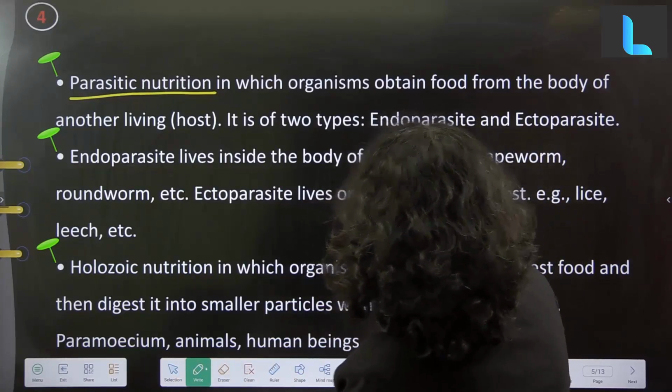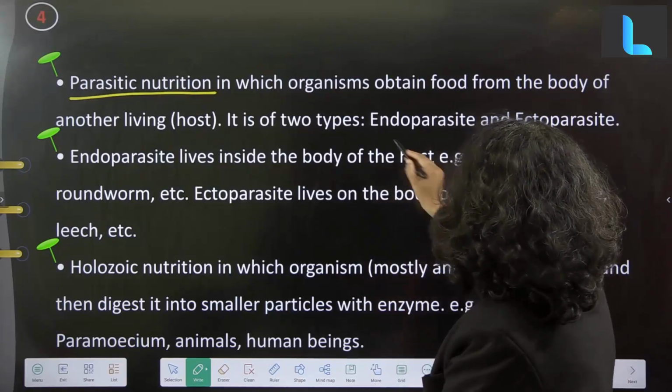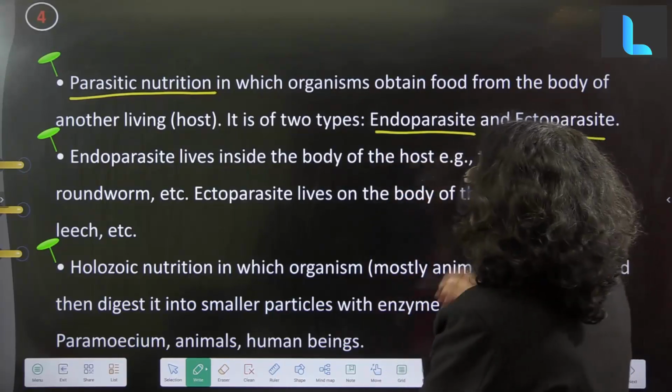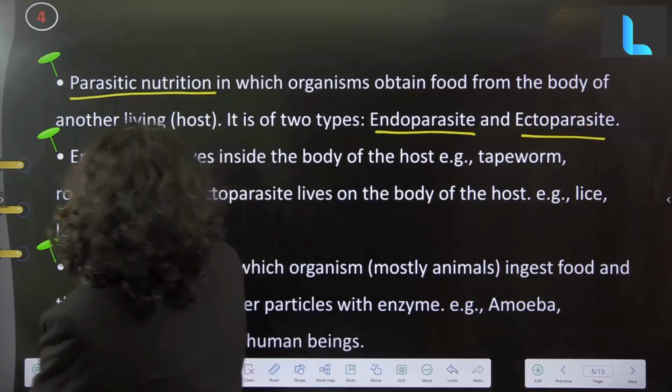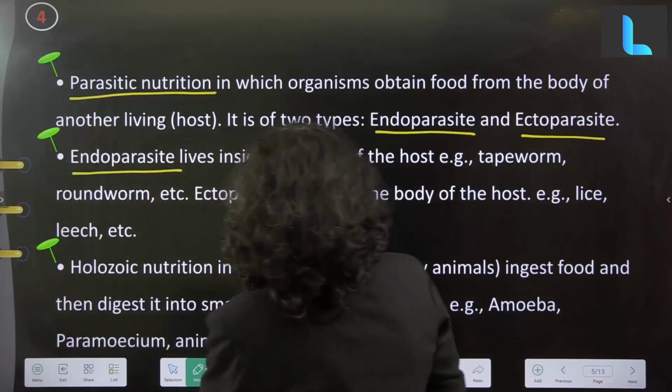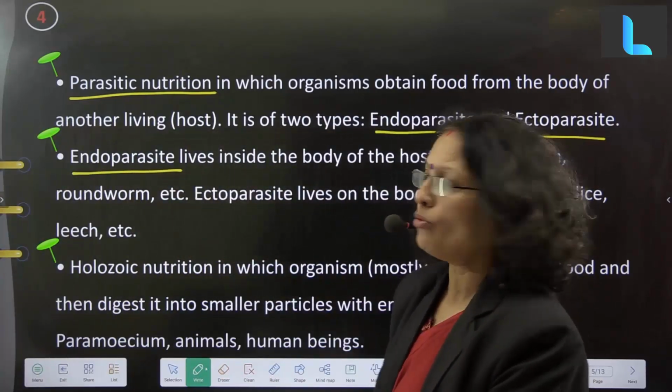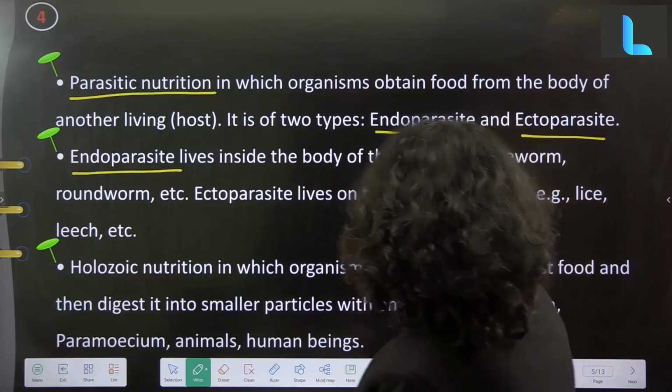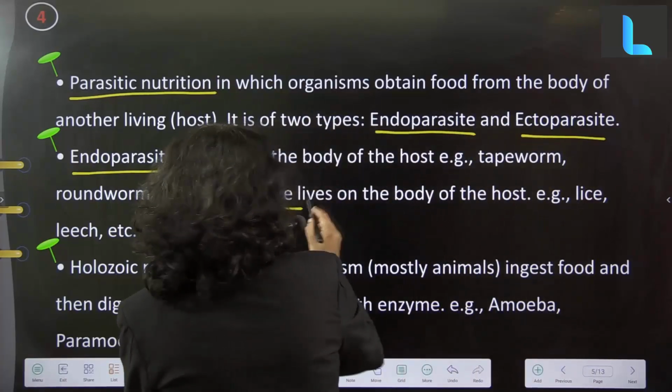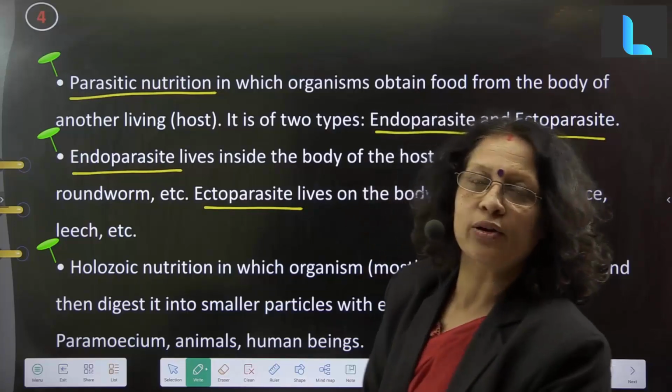It is of two types, endoparasitic and ectoparasitic. So these are different. Now, what are endoparasites? They live inside the body of the host, like tapeworm and roundworm, and ectoparasites live on the body of the host, like lice and leech.